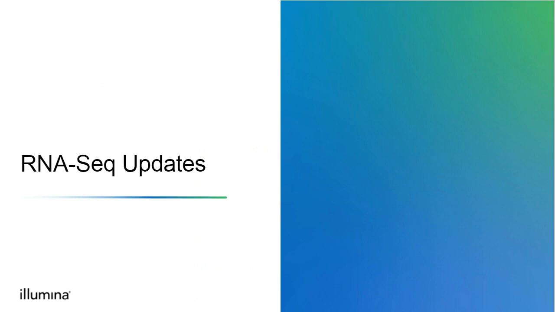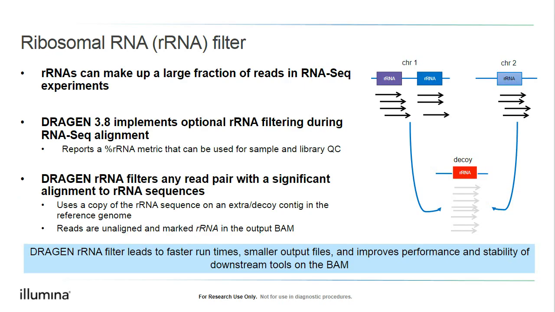A quick set of updates on the RNA-Seq. We now have an rRNA, or ribosomal RNA, filter that we have included as part of the RNA mapping capability in DRAGEN. This is essentially to address the large fraction of reads in RNA-Seq experiments which are ribosomal RNAs. This feature has an rRNA decoy which will map your reads against it, and then those rRNA reads are filtered, and you'll get a report of the percentage of rRNA reads that you had.